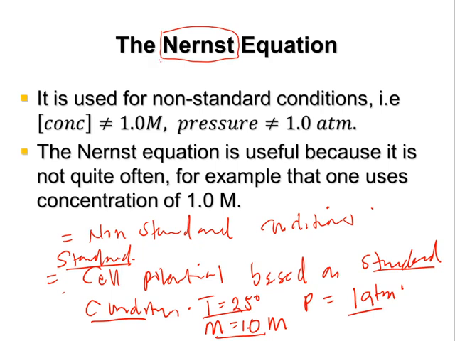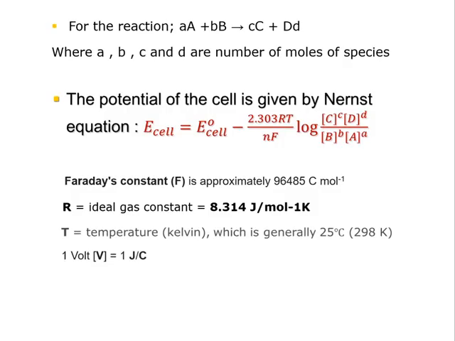But the next equation helps us calculate the voltage of the cell under conditions that are non-standard. So the next equation works with non-standard conditions, which means the concentration doesn't have to be equal to 1 molar and the pressure doesn't have to be equal to 1 atmosphere. So now what you have here is basically what you normally refer to as the Nernst equation.